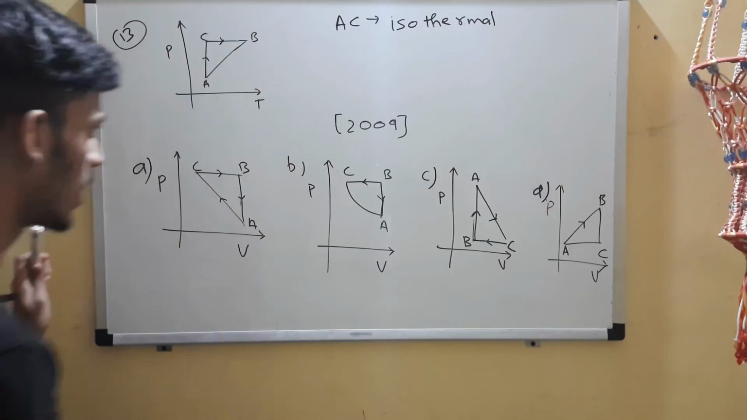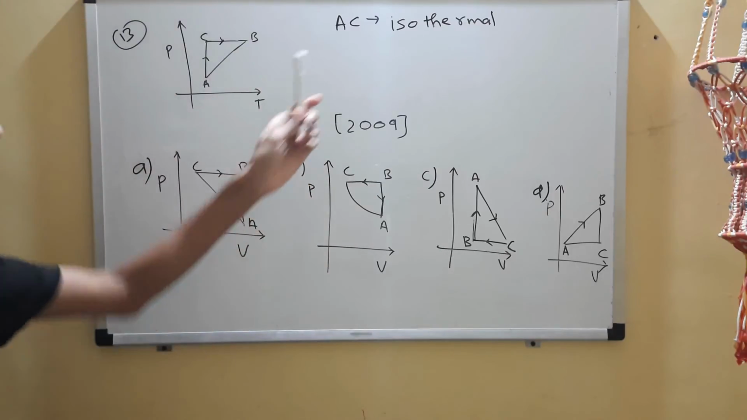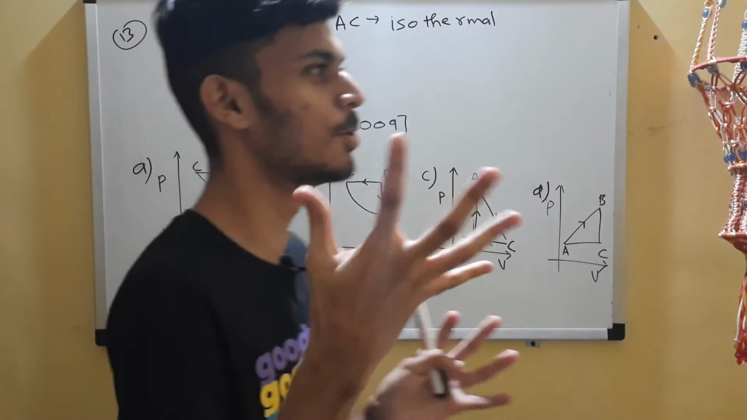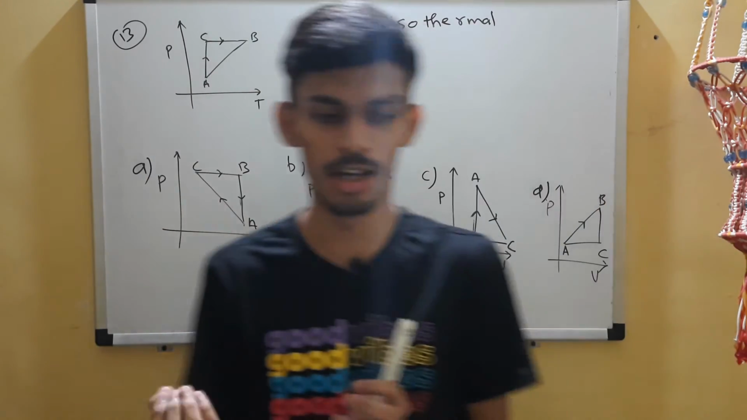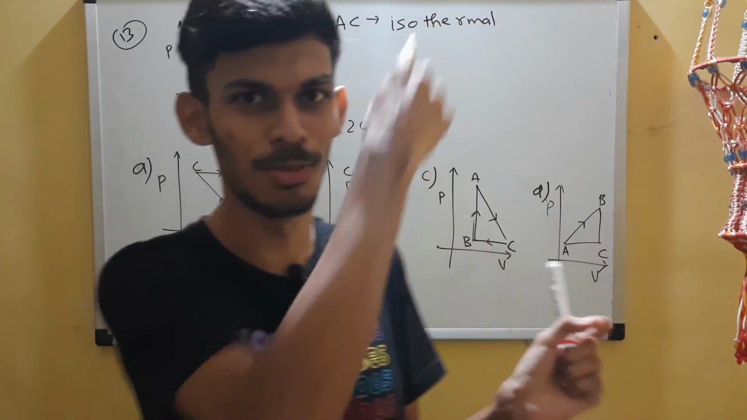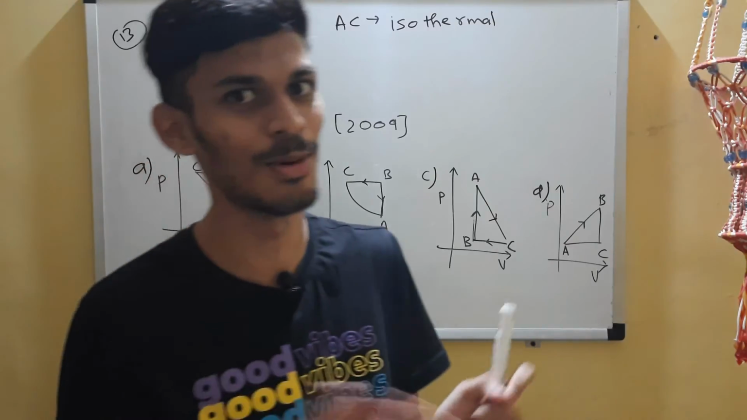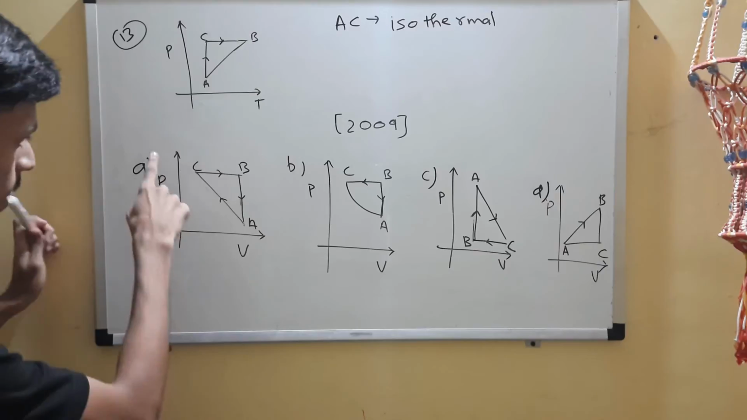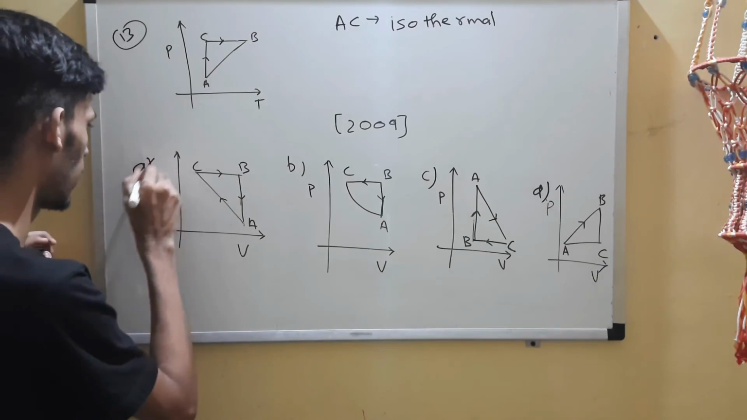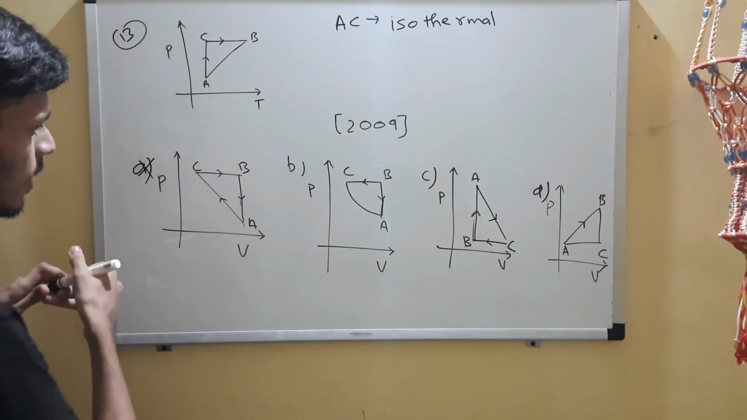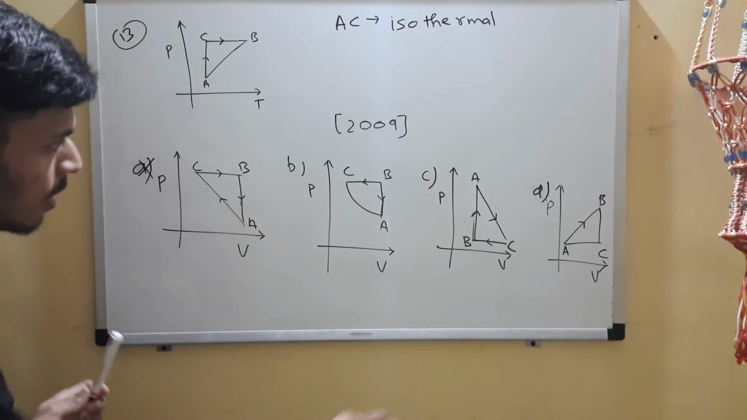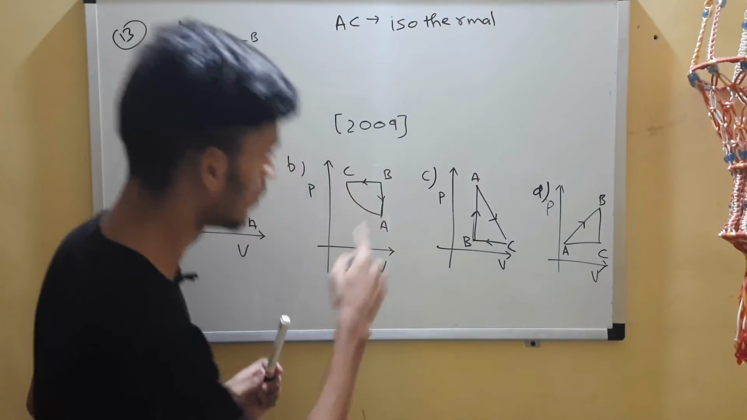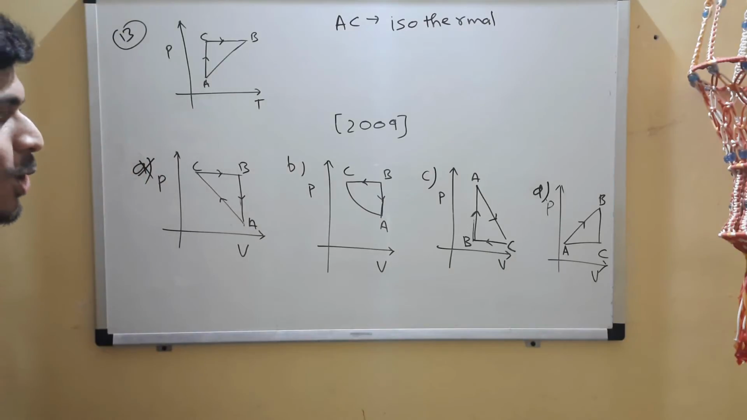Let's come to PV graphs now. We know that process AC should be isothermal. How do you represent an isothermal curve on a PV graph? It should be falling down, right? Pressure is inversely proportional to volume in an isothermal process. So here, no, this won't be the correct one, because AC is a straight line. Here it can be the one, right? AC is falling down, pressure inversely proportional to volume.